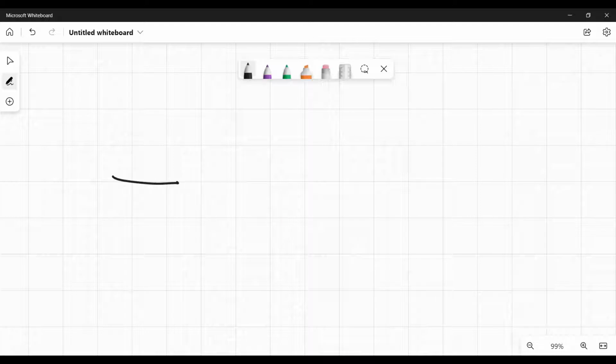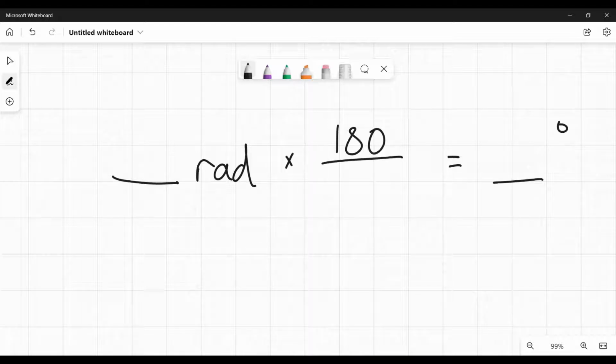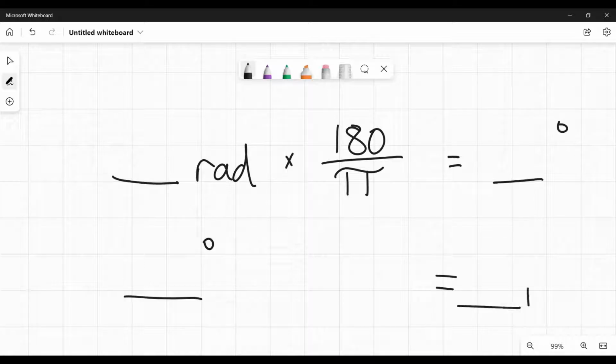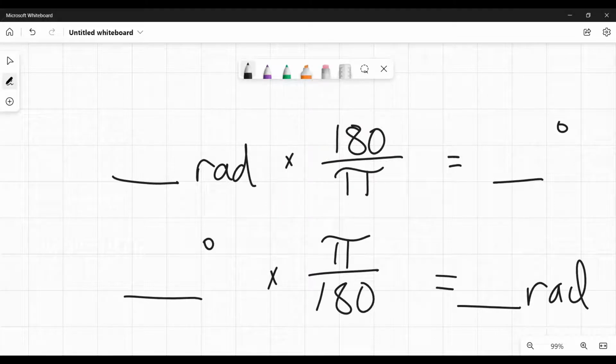If you have a set number of radians and you want to convert into degrees, all you do is multiply the radians by 180 over pi. And yes, that is an 8, not a slightly off 0. There we go. 180 over pi. And if you're trying to convert degrees into radians, you would multiply by pi over 180.